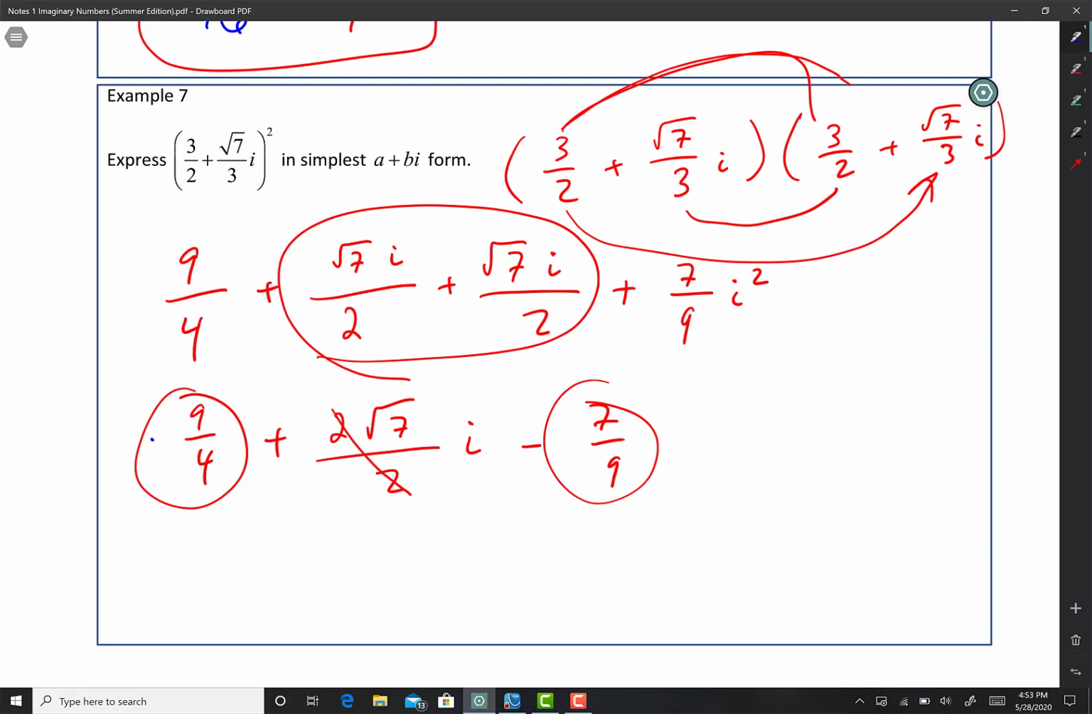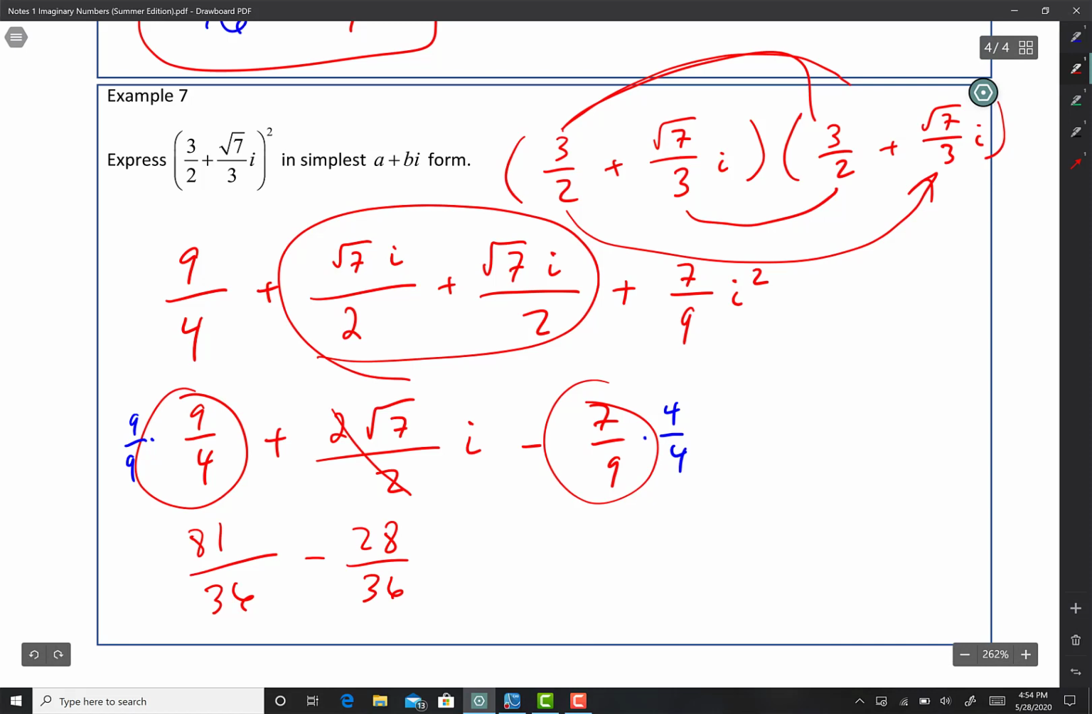So I'm going to multiply the 9/4 by 9 over 9. And I'll multiply the 7/9 by 4 over 4. So 9 over 9 is the same thing as 1, and 4 over 4 is the same thing as 1, so you're not changing anything. So when you do that, let's see what we have. We have 81 over 9 times 4 is 36. And then 7 times 4, 7, 14, 28. So minus 28 over 36 plus square root of 7i.